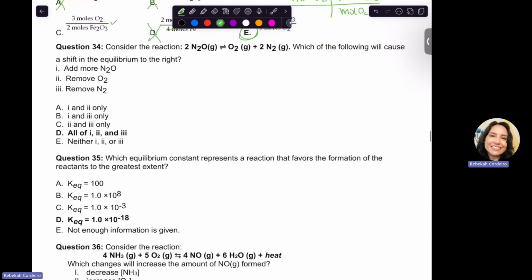Which will cause the equilibrium to push to the right. If we're pushing to the right, we can add, we can remove, we can replenish. Those are the three things we can do to push it to the right. So add more NO2, yes. Remove O2, yes. Remove N2, yes. All three.